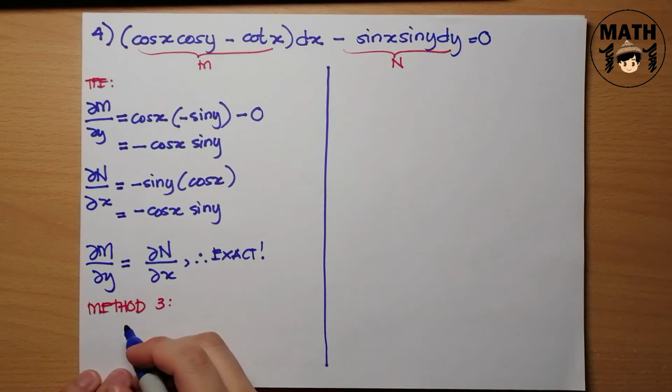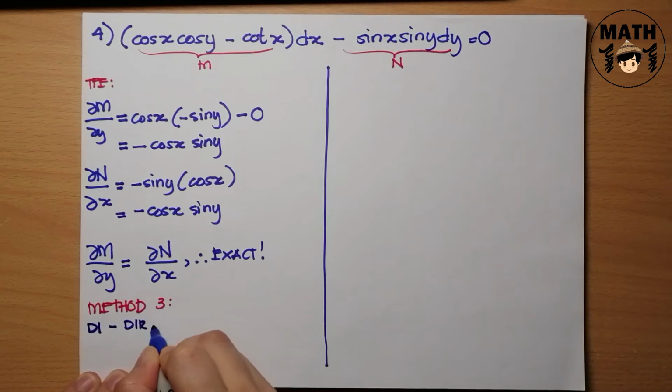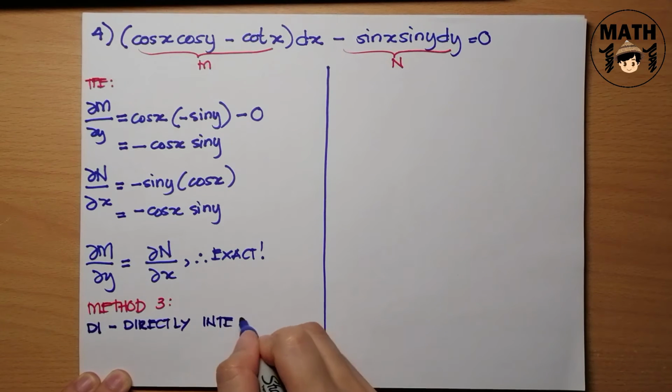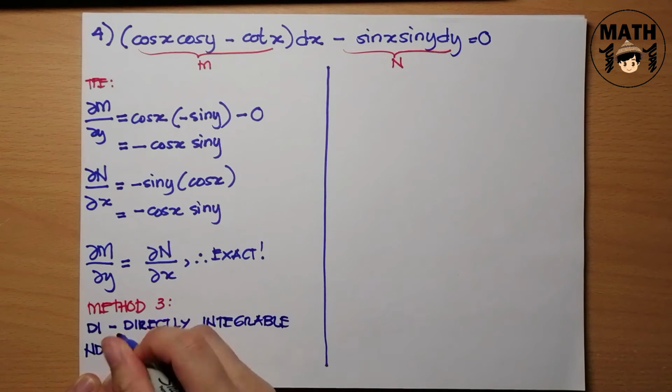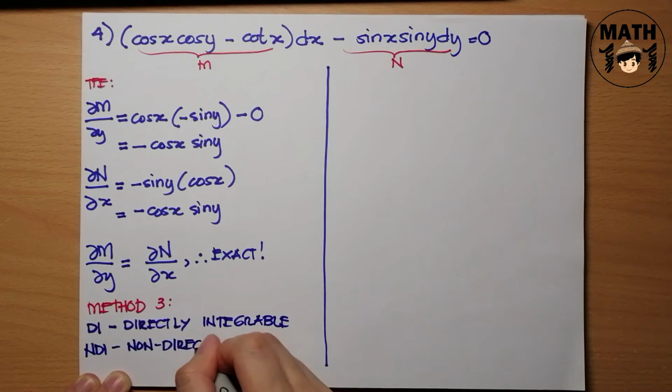Ang gagawin natin for the third method is i-identify natin lahat ng directly integrable and non-directly integrable.